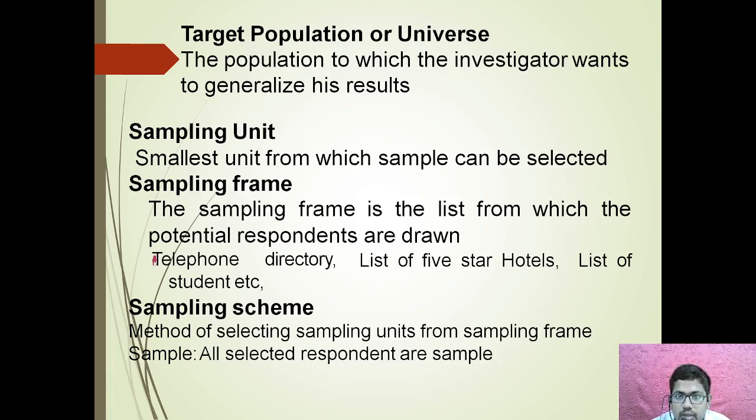The target population or universe is the population to which the investigator wants to generalize the results. Sampling unit is the smallest unit from which the sample can be selected. Sampling frame is the list from which the potential respondents are drawn. The sampling scheme is the method of selecting sampling units from the sampling frame.